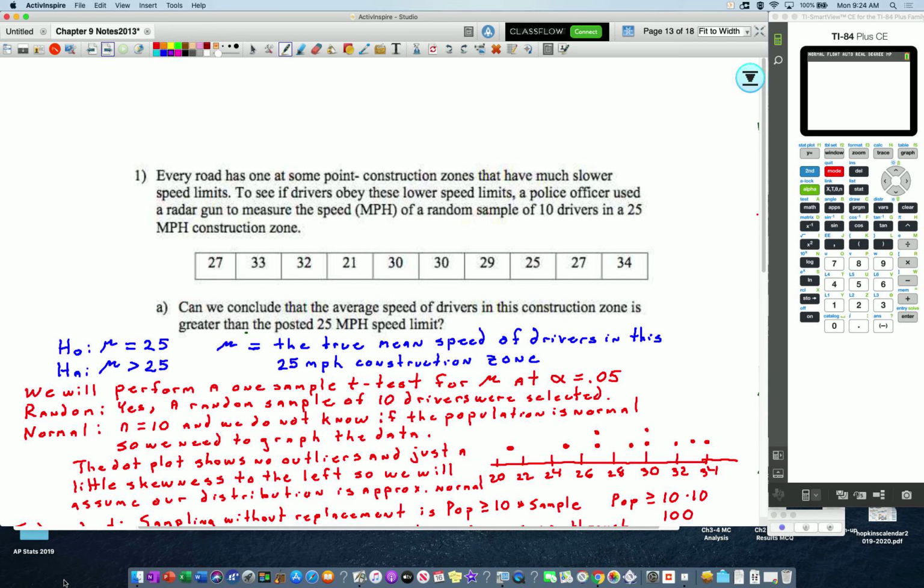All right, so in this first example, number 1, it says every road has one at some point: construction zones that have much slower speed limits. Ain't that true in Minnesota here? You know, Minnesota, it's either winter or road construction.